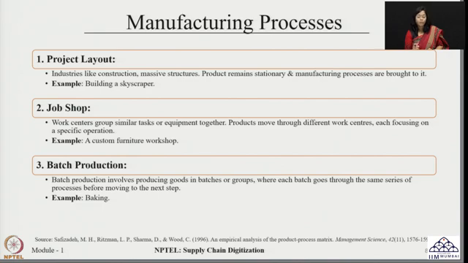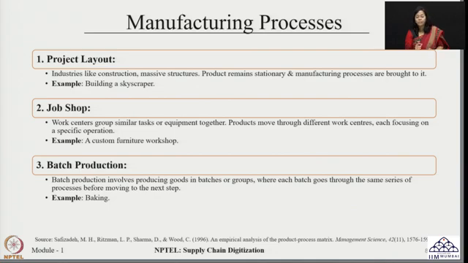The second one is the job shop, where the work centers group similar tasks or equipment together and the products move through different work centers, each focusing on a specific operation. A very simple example is your custom furniture workshop, and we can try to understand this example with the scenario that not all of us will order the same products. So, obviously, there will be a difference in our orders, and that can be taken care of very well with the help of the job shop type of manufacturing process.